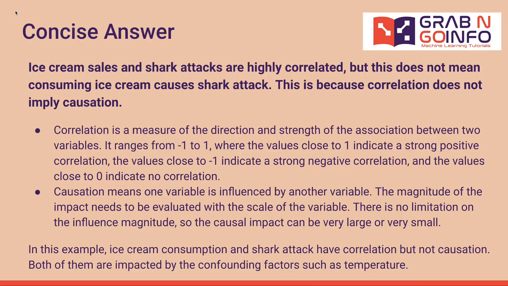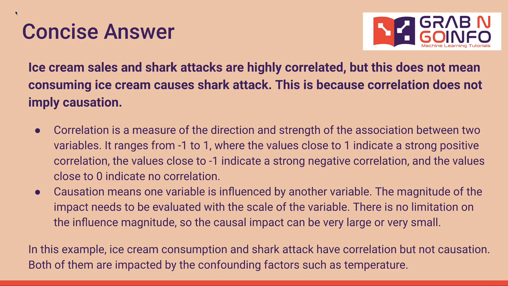It covers the definitions and value ranges for correlation and causation separately. Ice cream sales and shark attacks are highly correlated, but this does not mean consuming ice cream causes shark attacks. This is because correlation does not imply causation. Correlation is a measure of the direction and strength of the association between two variables. It ranges from -1 to 1, where the values close to 1 indicate a strong positive correlation. The values close to -1 indicate a strong negative correlation, and the values close to 0 indicate no correlation.